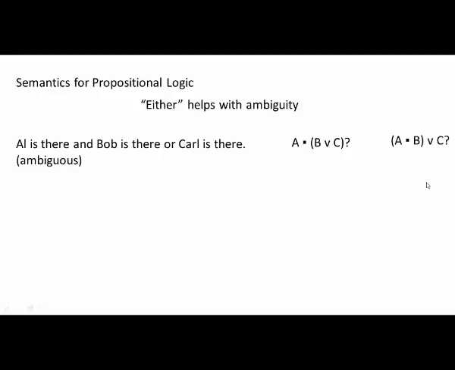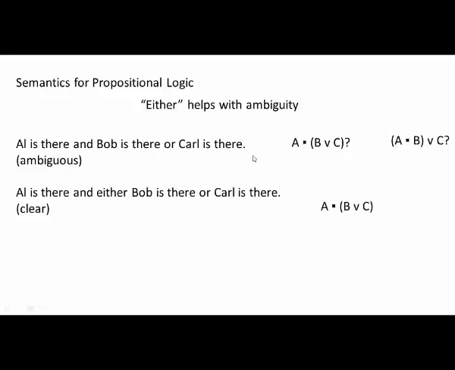If we use the word either, we can clear that up. We can say Al is there and either Bob is there or Carl is there. And that clearly means the first thing, that Al is there for sure, that's one thing, and then the either is almost like a left parenthesis, right? It means the rest of this either pairs up with this or, so that forms a group. So A and then dot in parentheses, B wedge C would represent that.